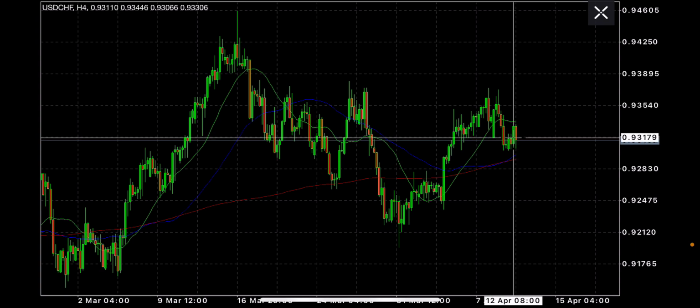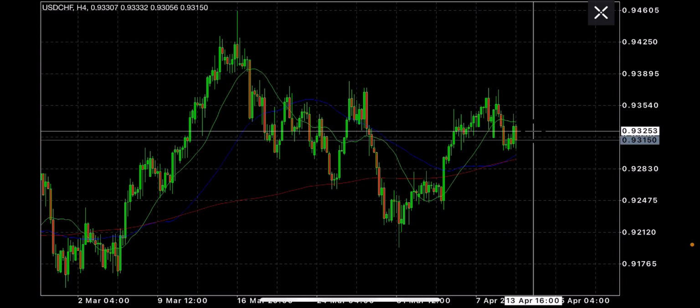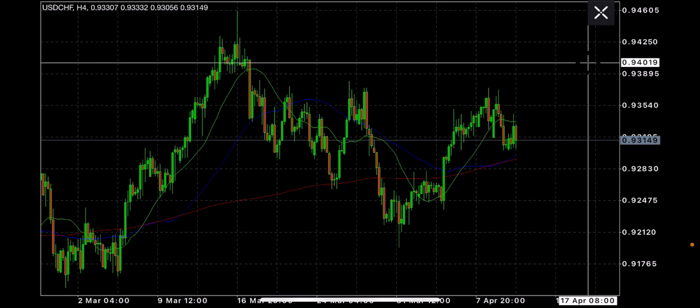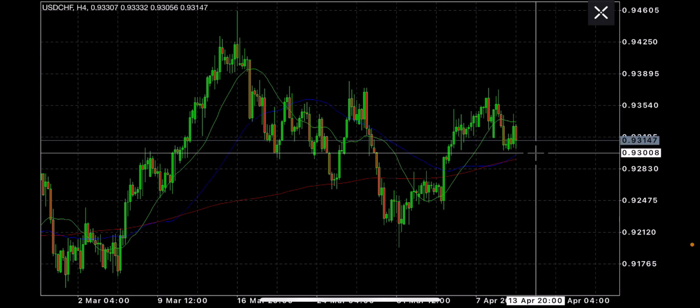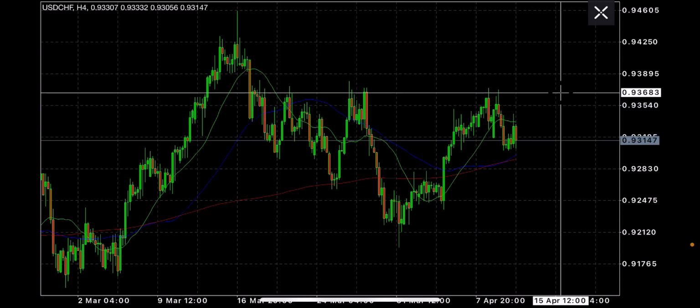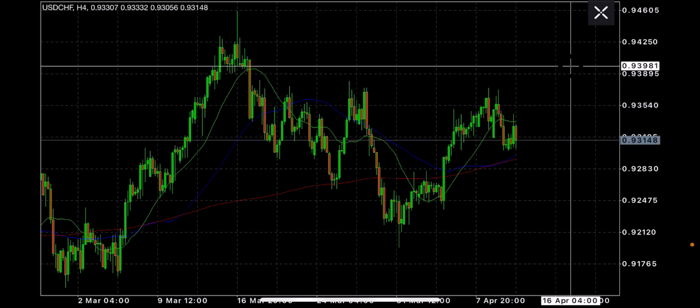Okay, so the two scenarios that are more likely to happen here are we're going to range and go up, or we're going to range and have a slight drop down just a little bit more before we continue in the long direction. Okay, hope that information was helpful for you guys.